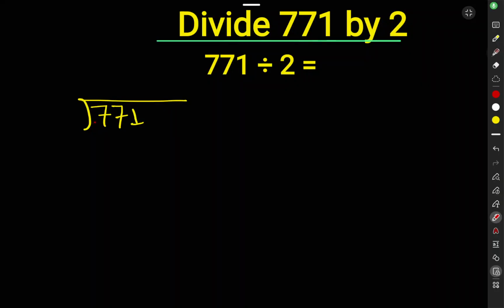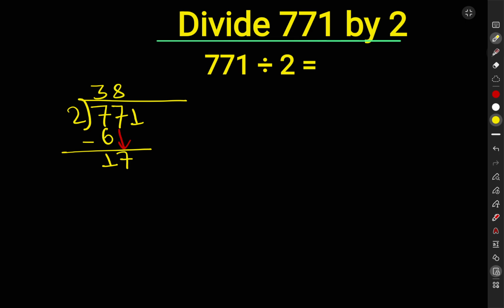We divide 771 by 2 in a long division method. So 2 times 3 is 6. On subtracting we get 1. So now we put down the 7 and it is 17.